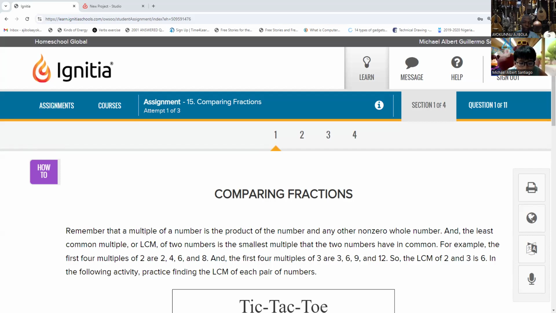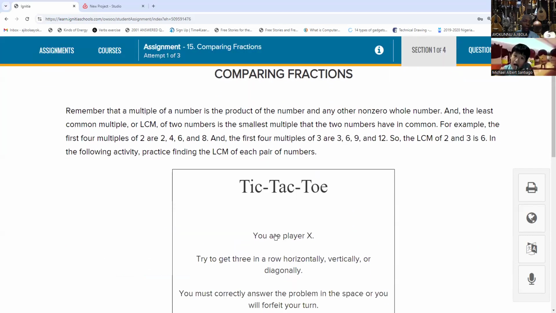What we have today is comparing fractions, okay? I want to work on comparing fractions and see which fraction is greater, which fraction is smaller, and so on, or maybe they are the same.